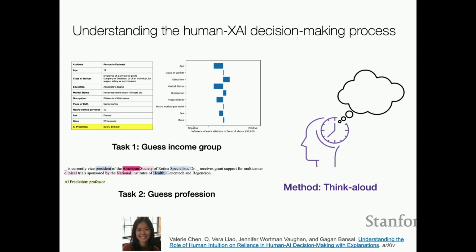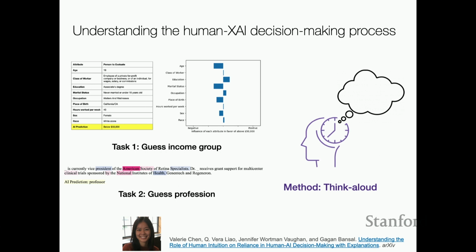Again, we used a fairly simple decision task. One is, again, this income guessing kind of task. Another is we give you someone's online biography and you guess someone's profession. So one is tabular data and the other is text data, right? So there's nothing new about the task. They have been used by prior HCI studies because these are accessible tasks, and honestly also the training data is easy to get.